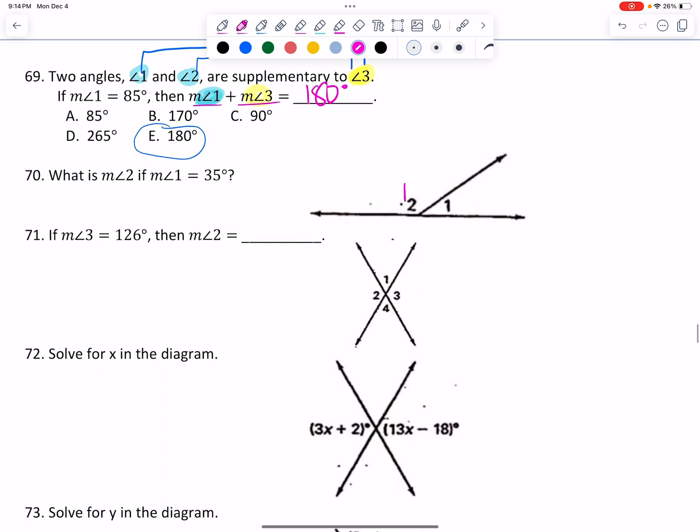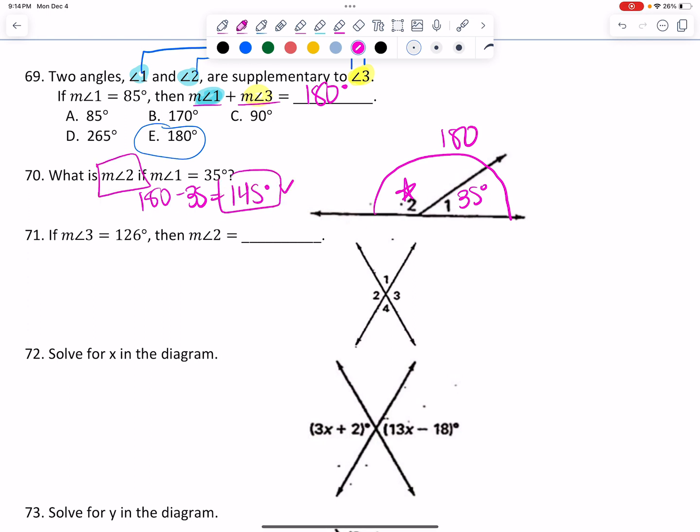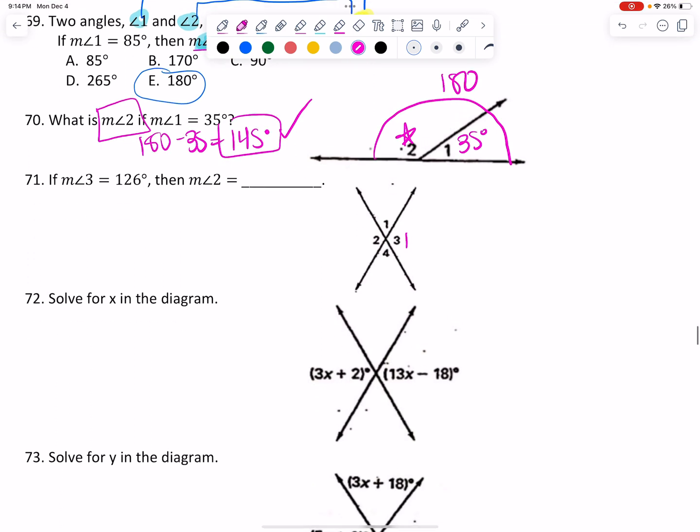Okay, what is the measure of angle 2? If angle 1 is 35 degrees, those are supplementary. Those form a linear pair. So we would do 180 minus 35. 180 minus 35 is 145 degrees. What is the measure of angle 2? I have just found it. Okay. If 3 is 126 degrees, then what is the measure of angle 2? Those are vertical angles, so that would have to be 126 degrees.